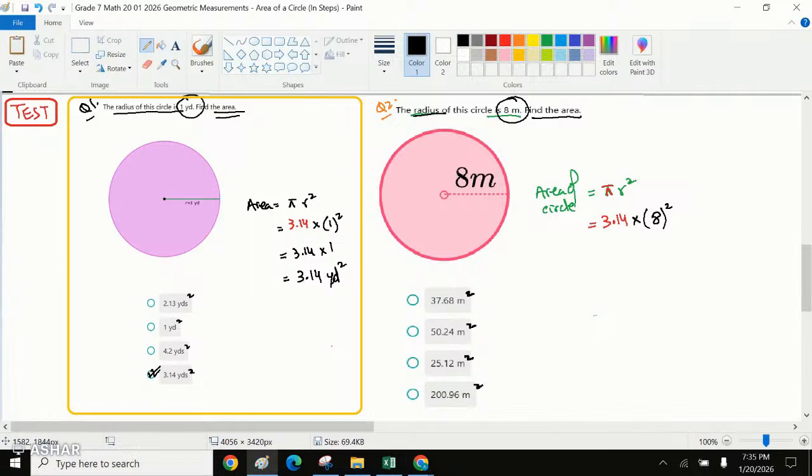8 squared is 64. That was being multiplied by 3.14. And it comes out to be, yes, option D is correct. It comes out to be 200.96. The unit was meter, and you put a square. Yes, option D is the correct option.